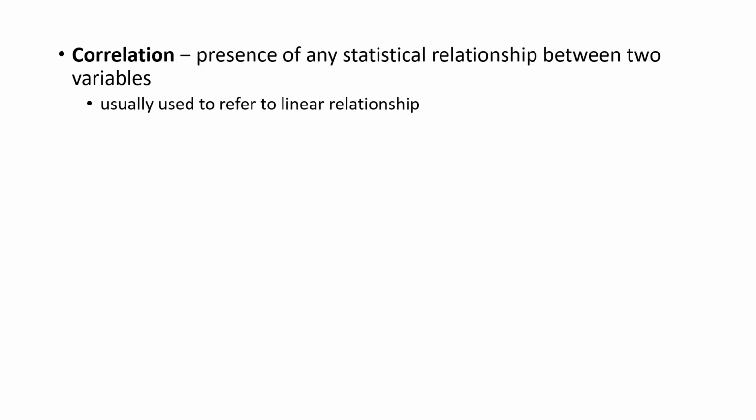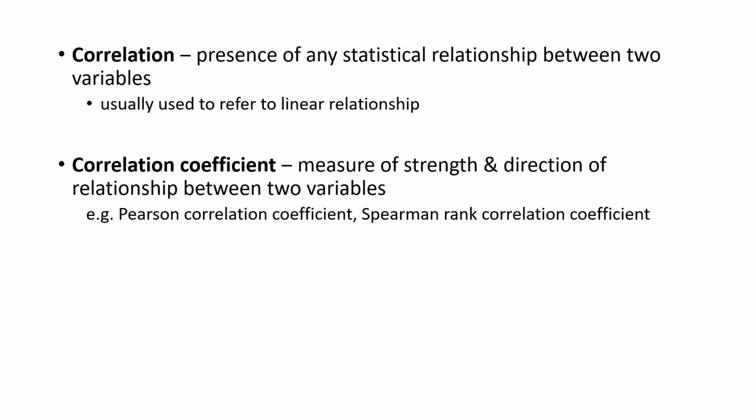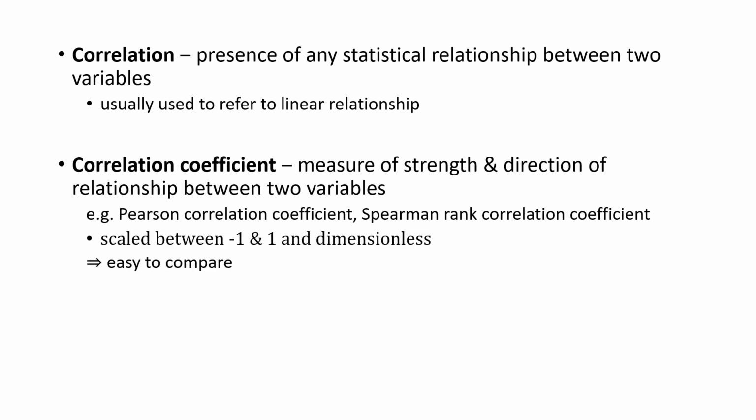In its broader sense, correlation refers to the presence of any statistical relationship between two variables. However, it is usually used to refer to the presence of a linear relationship between two variables. The correlation coefficient is a measure of the strength and direction of the relationship between two variables. Examples include the Pearson correlation coefficient and the Spearman-Rank correlation coefficient. Correlation coefficients are scaled between -1 and 1 and are dimensionless, meaning that they have no units. This makes it easy to compare the correlation coefficients of different pairs of variables.